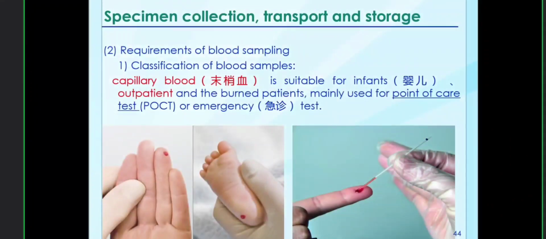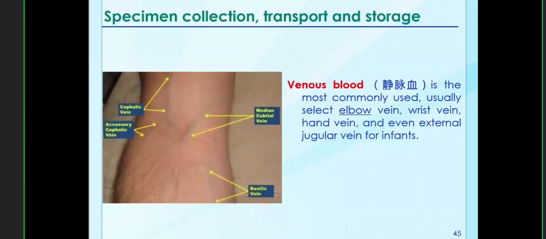Next slide is about the blood collection, classification of the blood samples. First one is the capillary blood. Capillary blood is suitable for infants, outpatients, and burn patients. Mainly used for the point of care test, POCT for short, or emergency test.